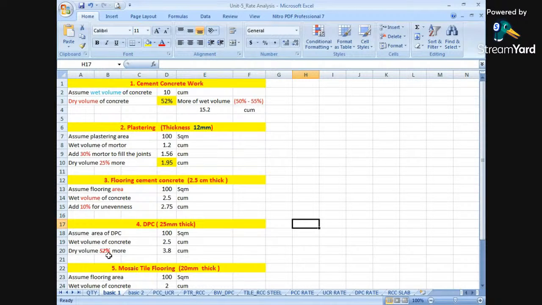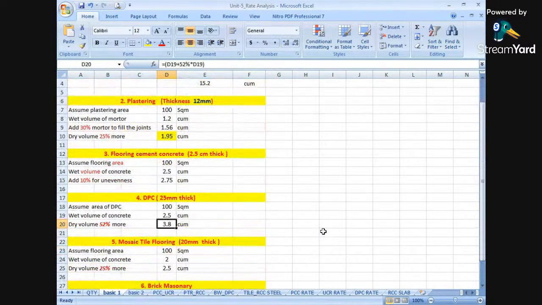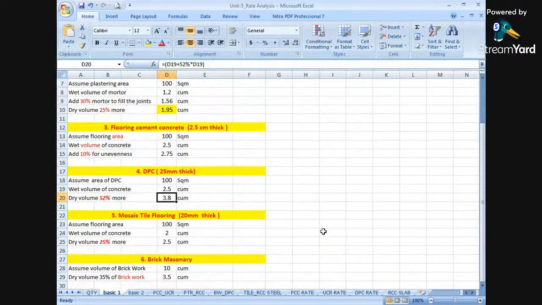So how much will it be in dry volume? Look, 52% more of 2.5 is 2.5 plus 52% of 2.5, which comes to 3.8 cubic meters. Actually required is 2.5, but we are taking 3.8 by considering 52% extra.